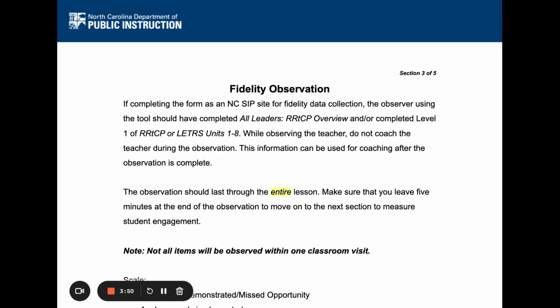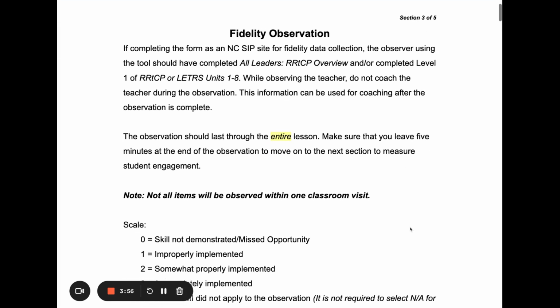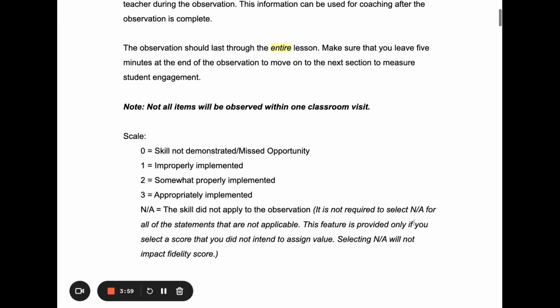Section 3 includes the fidelity observation components. For each one of the components, I'm going to use the following scale. 0 indicates the skill was not demonstrated when it was expected to be or when there was a missed opportunity. A score of 3 indicates that it's being appropriately implemented.